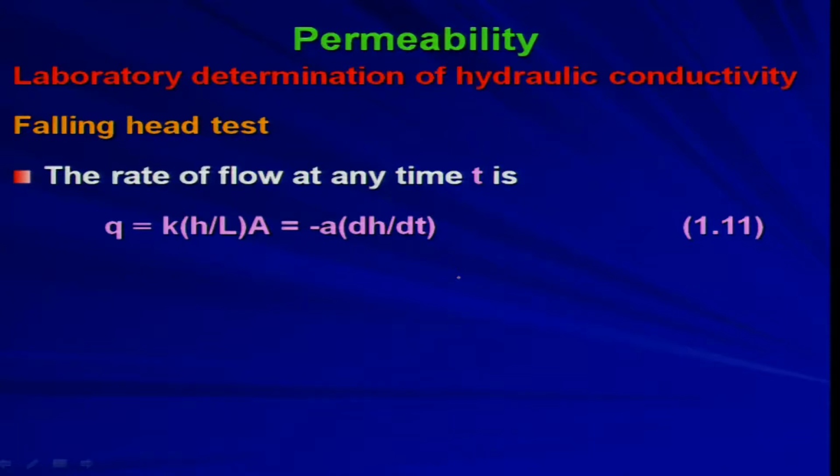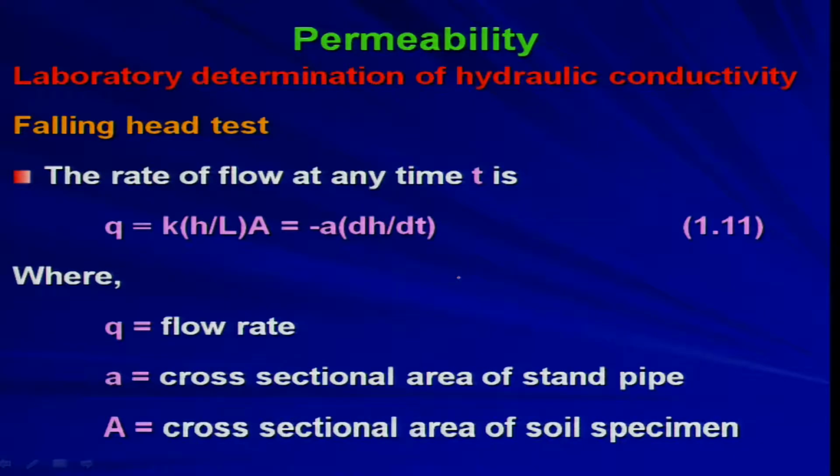So, I will define all those parameters. Minus small a is the cross section area of the standpipe, into dH dt. Okay. So, dH is the incremental head difference of whatever we have just seen, and dt is the incremental time, where q is the flow rate, fine, small a is the cross sectional area of the standpipe, and capital A is the cross sectional area of the soil specimen. And the negative sign is coming because with time your head is decreasing, right. So, because of that you have got the negative sign before this expression.